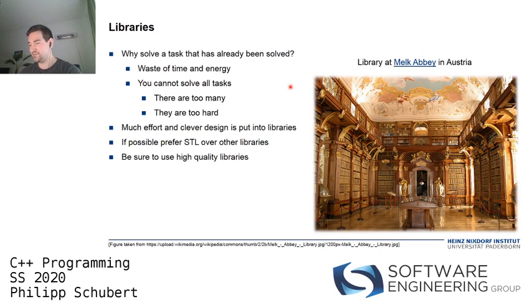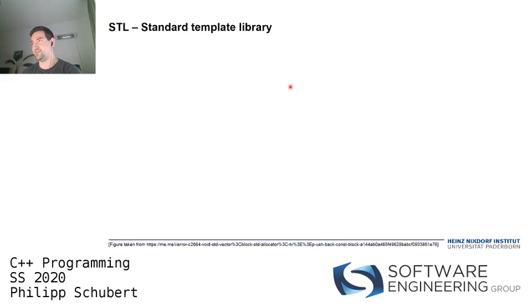So even if you can't use the STL because maybe there is no STL implementation for the platform you are developing for, or whatnot, if you ever need to use an external third-party library, try to make sure that it is of good quality, and always prefer libraries over some ad hoc handcrafted solutions. I already mentioned that; it should be very important.